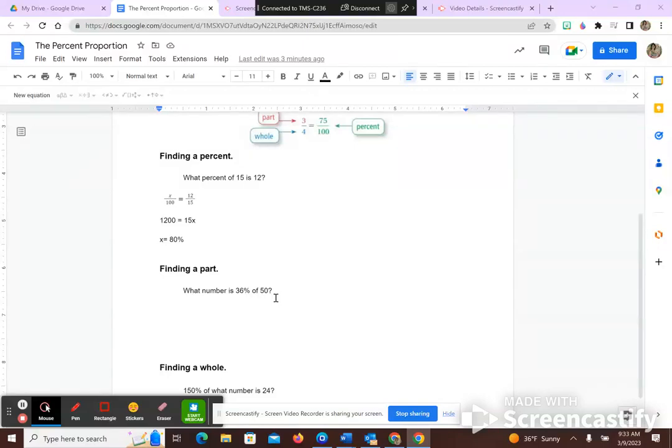All right, on this second example, you are trying to find the part of the whole. So I know when you learned about fractions and part of whole, in the fraction, the part was the numerator and the whole or the total amount was the denominator. Same situation here. If you're finding the part, it's going to be the numerator that you're trying to find, or the top of the ratio.